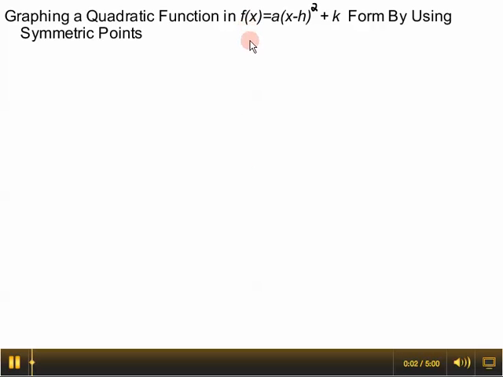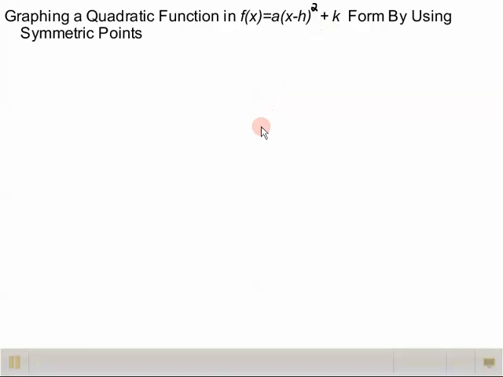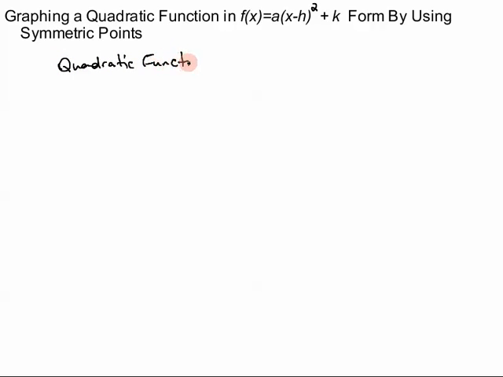Okay, so we want to look at how to graph a quadratic function in this very specific form here by using symmetric points. There are other ways to graph them as well. First of all, you should recall that a quadratic function has an x squared somewhere. The squared is the key to this, and you see that up here in this form. The x part is squared.